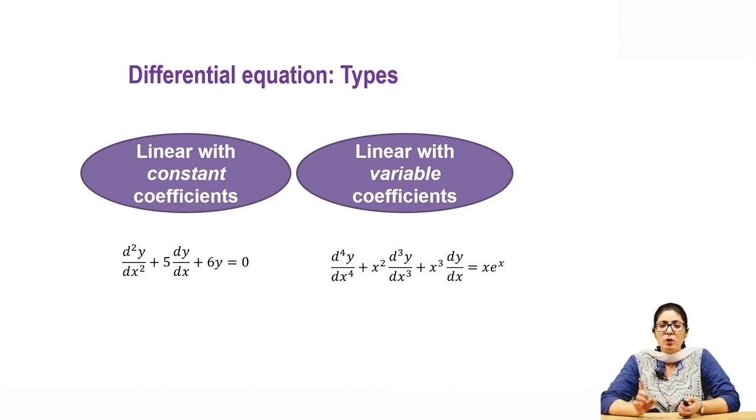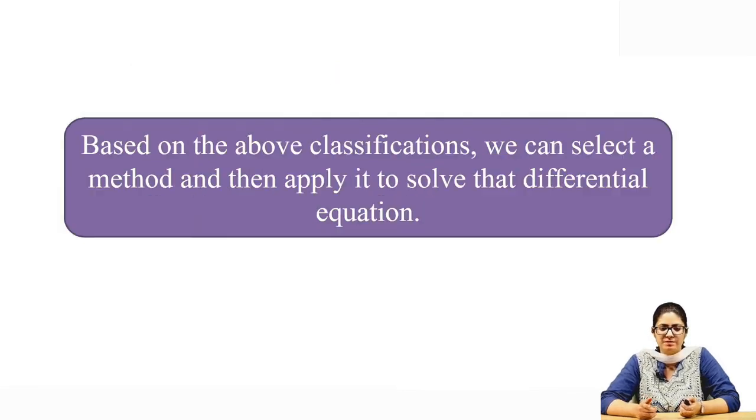And when we talk about a linear equation with variable coefficients, in that case, if you see the term d4y by dx4, its coefficient is 1. The coefficient of d cube y by dx cube is x square, and the coefficient of dy by dx is x cube. So, here you see the coefficients are variable in nature because x is the independent variable. So, this is another classification.